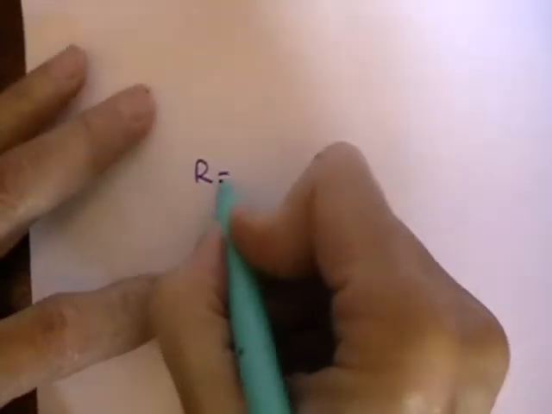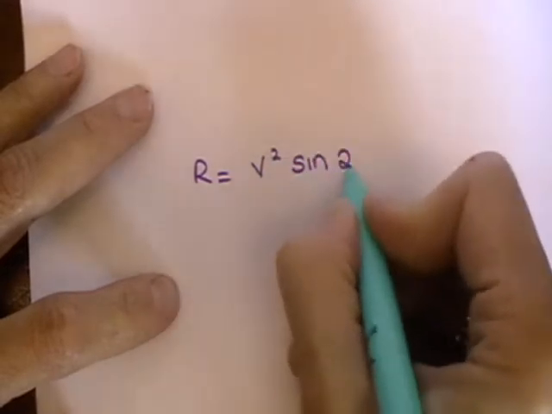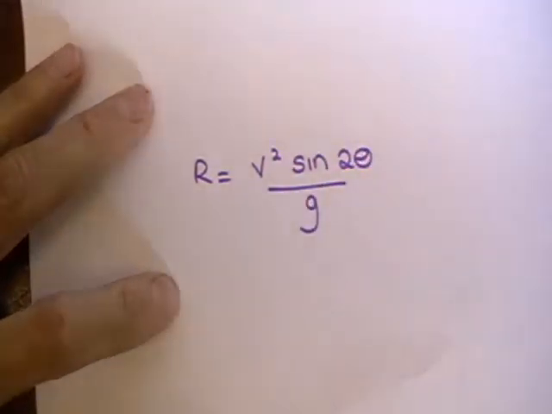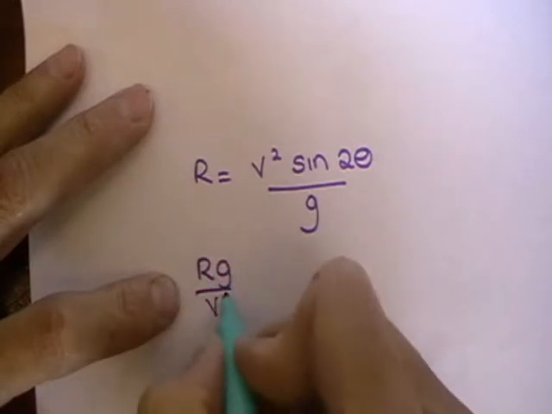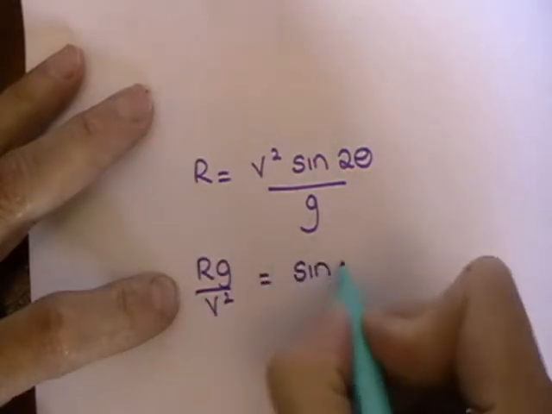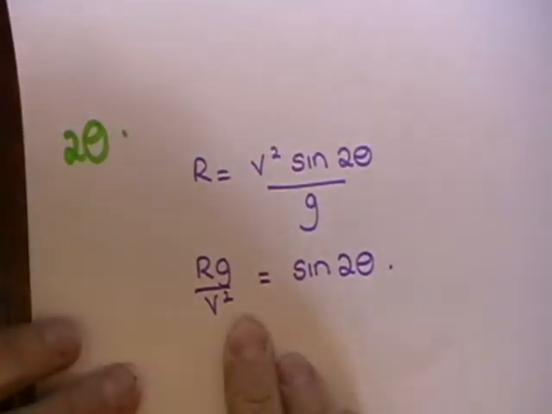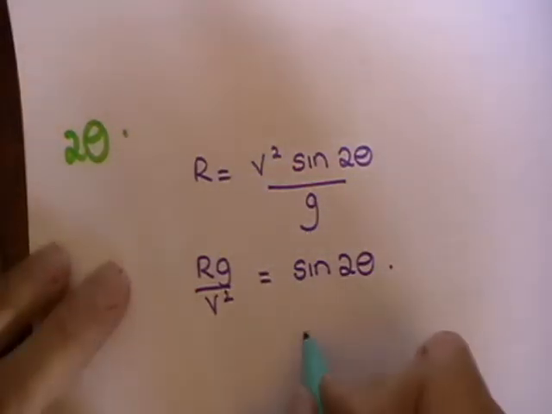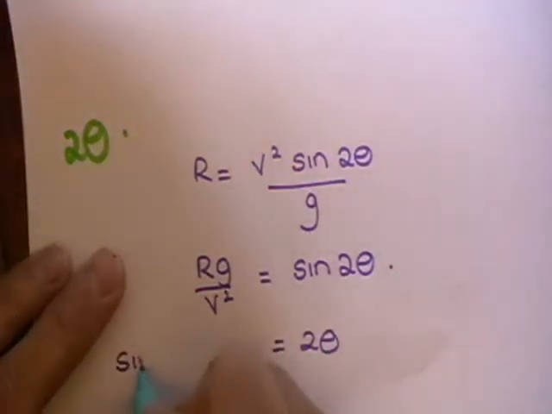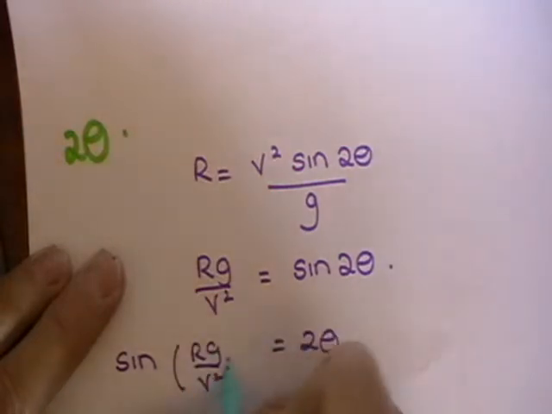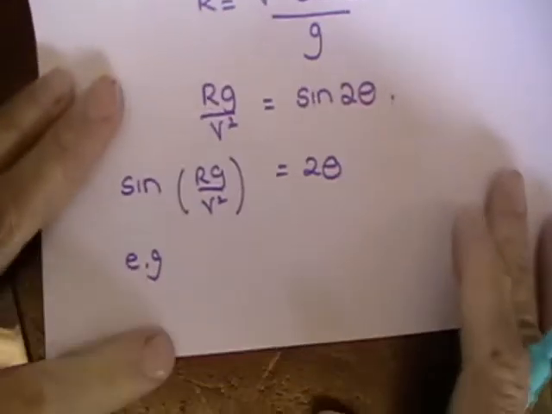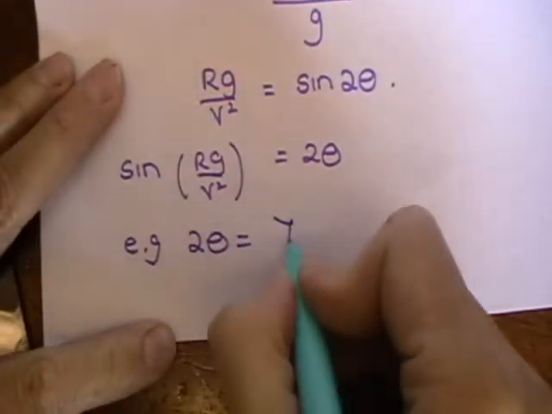Well, if you use that equation, R is equal to v squared sine 2 theta over g, and you rearrange it, Rg over v squared gives you the sine of 2 theta. Whenever you get this value, you find 2 theta first. 2 theta is equal to the inverse sine of Rg over v squared. I'm going to give you an example. Say 2 theta comes out to be 70 degrees.